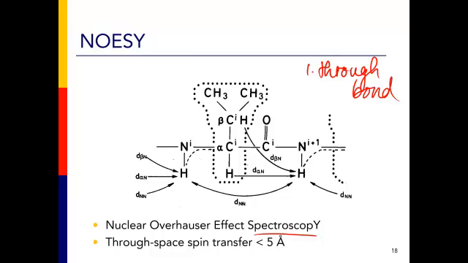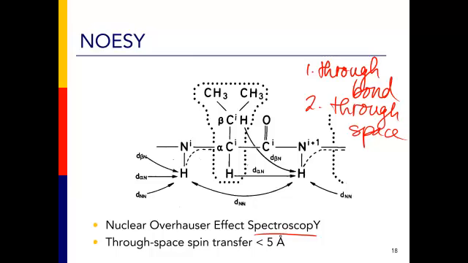Okay, so if there are 3 bonds or fewer, that energy will pass, and the other is through space. So those are both energy transfer kind of methodologies. NOESY, nuclear Overhauser effect spectroscopy, monitors through space energy transfer. The only way that you would get a signal is if you have protons that are within 5 angstroms of each other in space.